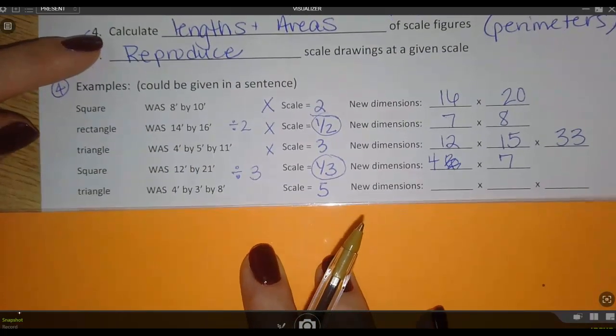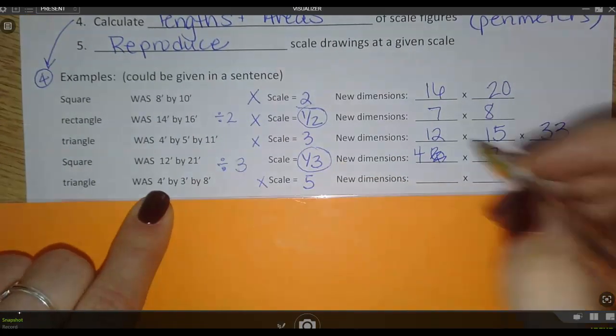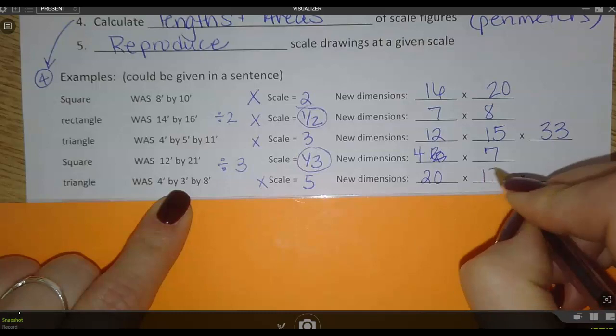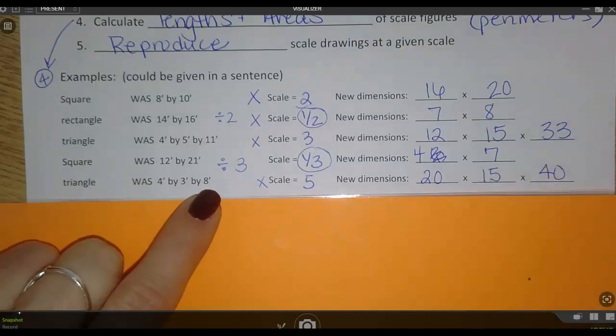Here's our last one. If we tell you the scale is 5, you're just going to multiply everything by 5. It's getting 5 times longer. So 4 times 5, 3 times 5, 8 times 5 to get your new dimensions.